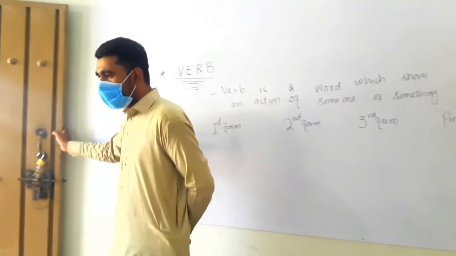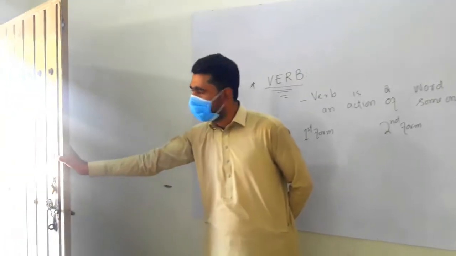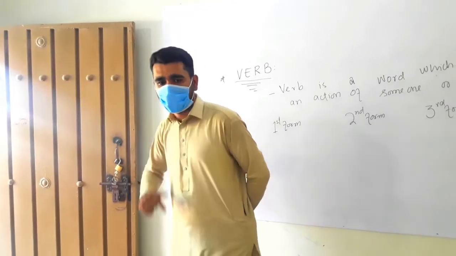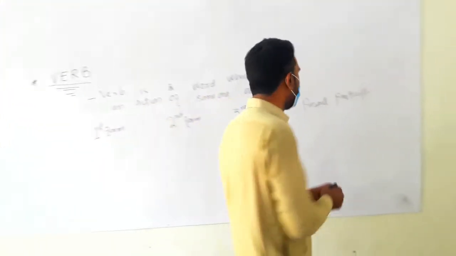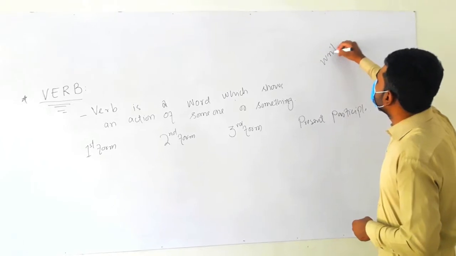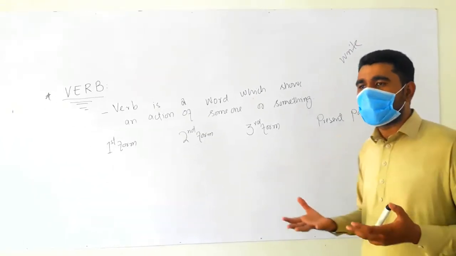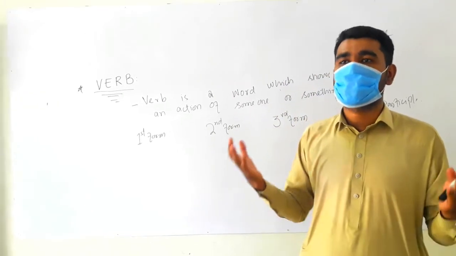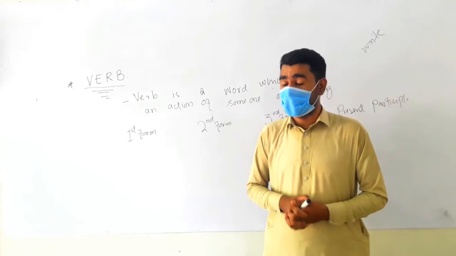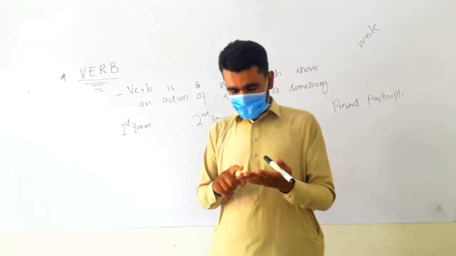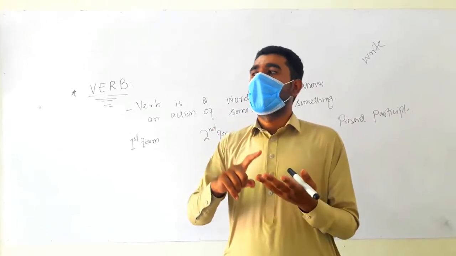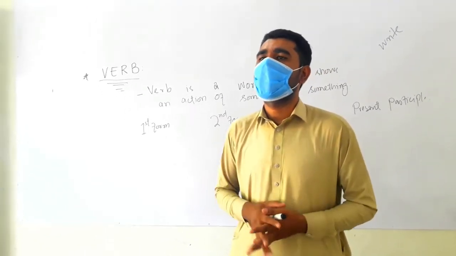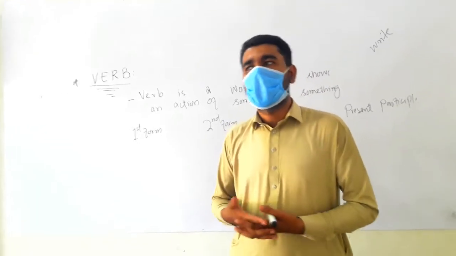For example, I close the door. I open the door. I walk. I write. I weep. I talk. I make video. So in all these sentences, the words that I have used are write, open, close, make. So such kinds of actions are known as verb.